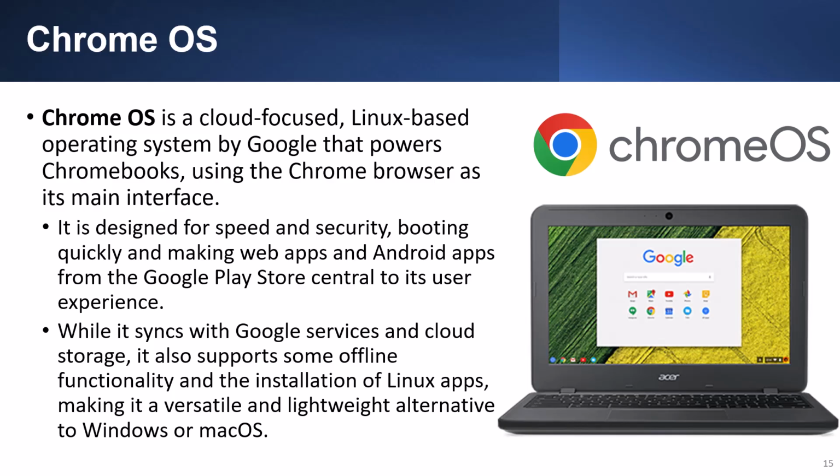Chrome OS is a cloud-focused Linux-based operating system by Google that powers Chromebooks using the Chrome browser as its main interface. It is designed for speed and security, booting quickly and making web apps and Android apps from the Google Play Store central to its user experience. While it syncs with Google services and cloud storage, it also supports some offline functionality and the installation of Linux apps, making it a versatile and lightweight alternative to Windows or macOS.